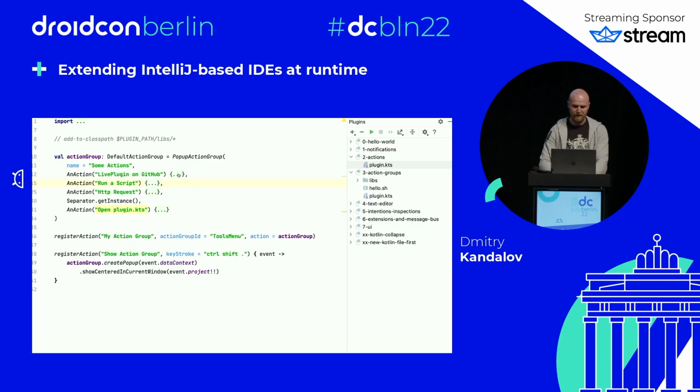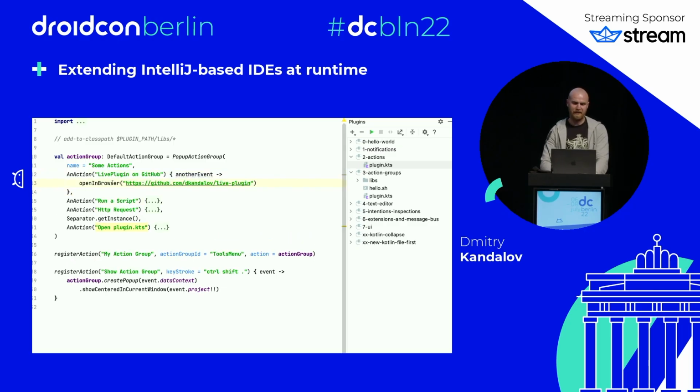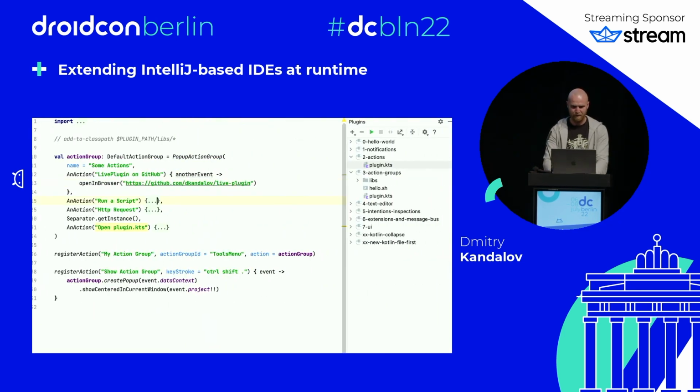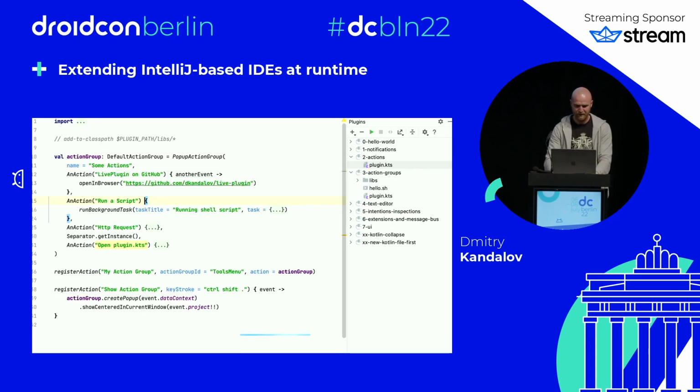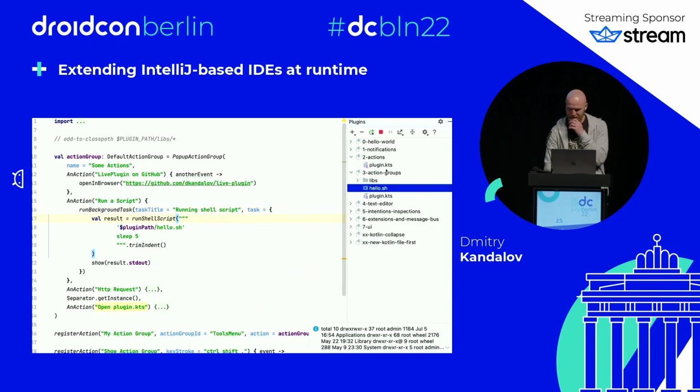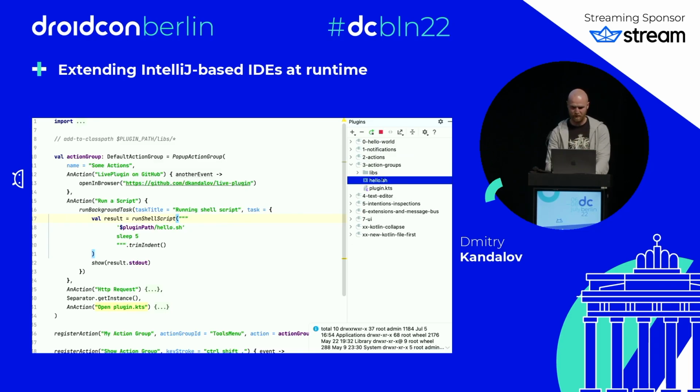So one thing we can do is to open links in a browser. It's just part of the IntelliJ API. So it's LivePlugin on the internet, on GitHub. Another thing would be to, for example, run a script. So if I run this, you see there is a background process happening. What is going on is that, well, actually it runs a shell script. By the way, it happens to be in this folder, and there is hello.sh, that's what it's running.